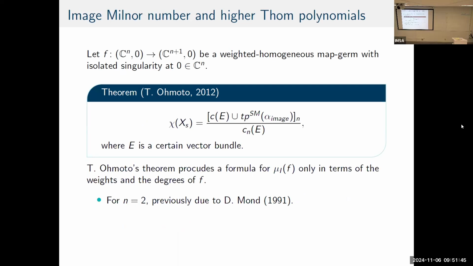So the thing for n equals 2. It's the weight of a sphere. Yeah, I see. Hello.